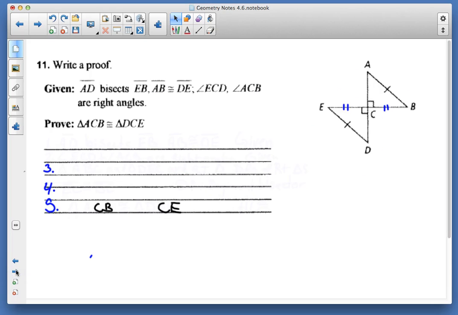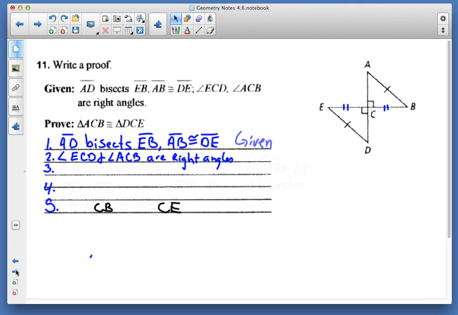Now, again, start with my given, and this given's kind of long, so I'm going to put it on 2 lines. Okay, so I've got it all written down. And now, I got a hint over here. They tell me that segment AD bisects segment EB. AD's the knife, and it's cutting EB. So I know EC and BC are the 2 pieces that's left over, okay, that are equal.